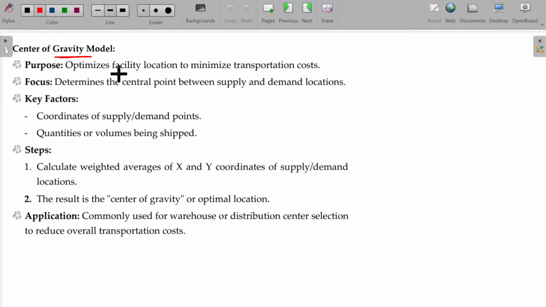Purpose: optimizes the facility location. What? Minimize the transportation cost. So if you choose the center point, all the resources may be closer. Raw material also closer and finished goods also closer. While manufacturing, the raw material can be purchased from very nearby, and finished goods can also be sold nearby without much transportation costs. Right. Focus: the main focus determines the central point between the supply and demand location. So, center point. Key factors: coordinates of supply and demand matter. Quantities and volumes should also be incorporated. Not only coordinates, but we have to consider the quantities and volumes also.